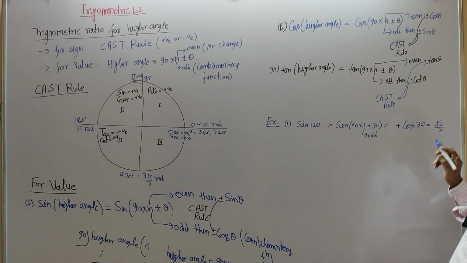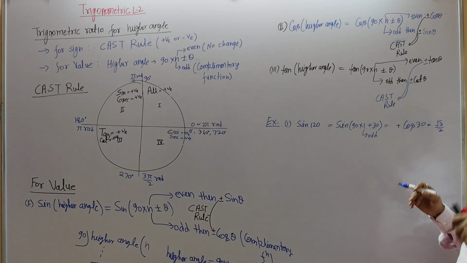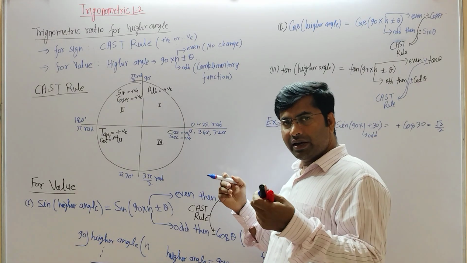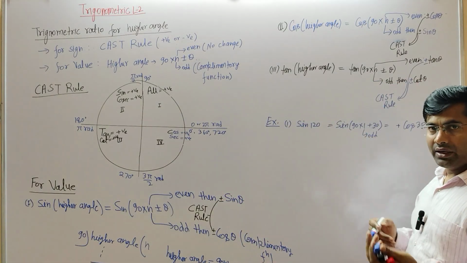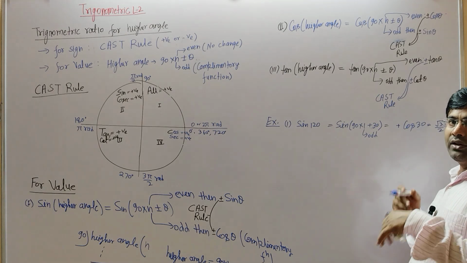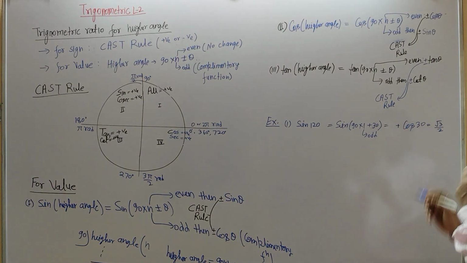So now we know the T ratios for standard angles like 30, 45, 60 and 90. So always we will convert the higher angle into a lower angle, and then we will put that value.